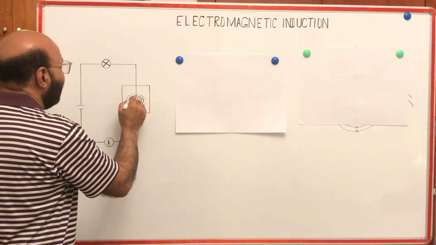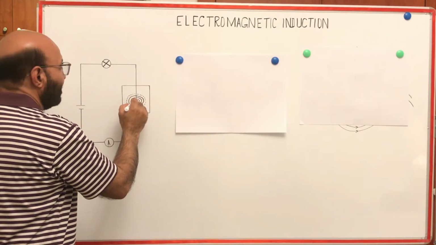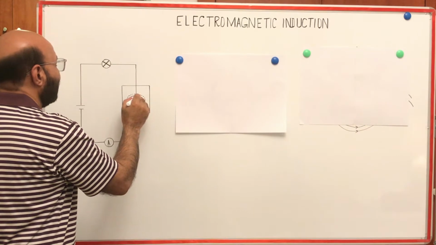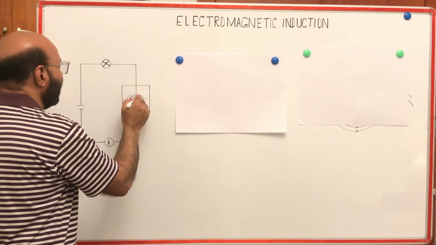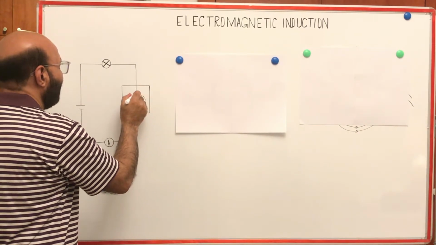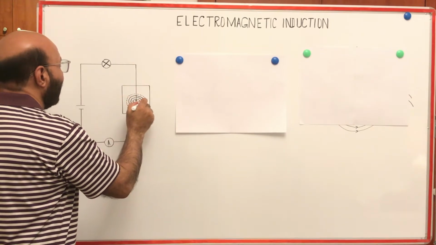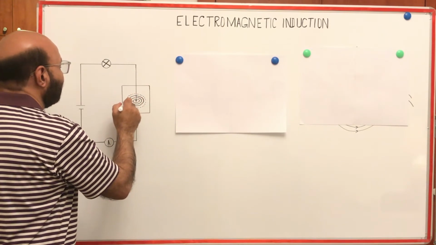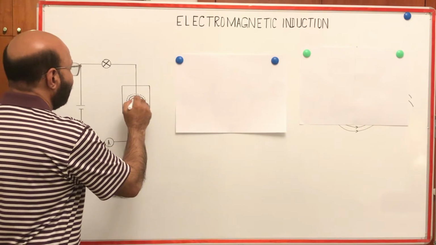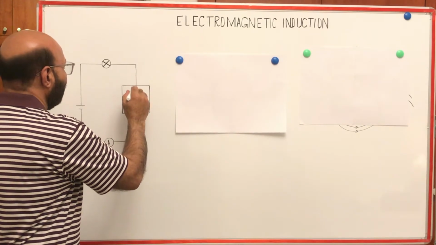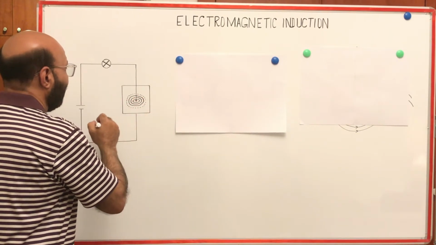The lines near the wire are strong. It means the magnetic field has more strength near the wire, and as we move away from the wire, the magnetic lines become weaker. It means that when electric current flows through a conductor, it behaves like a magnet.